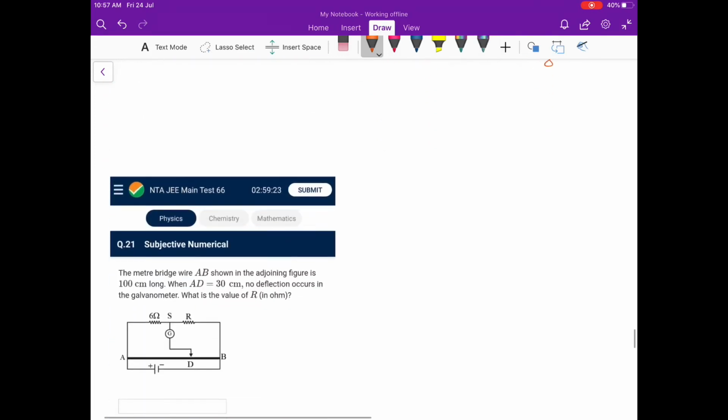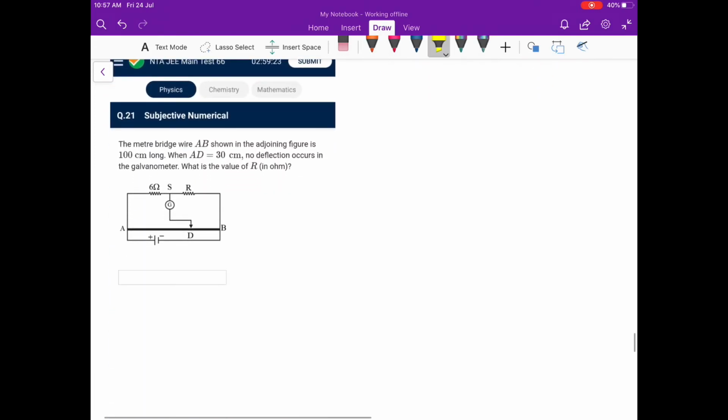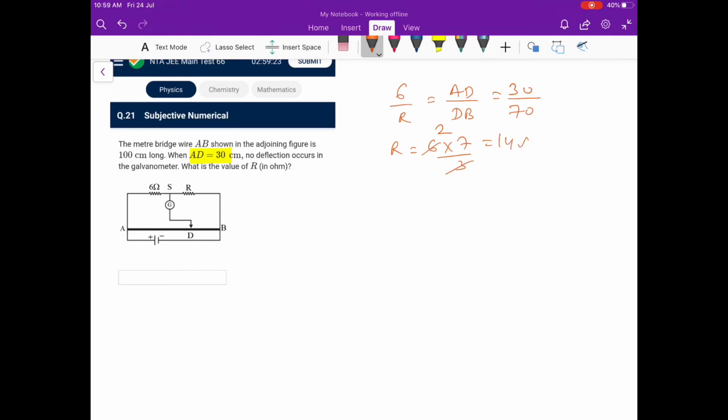Next. The meter bridge wire AB shown in the adjoining figure is 100 cm long, AD is 30. No deflection occurs in the galvanometer, that means it is balanced. So I can write 6 upon R would be AD upon DB. AD is 30, so DB would be the remaining 70. So R comes out as 6 into 7 by 3, this is 2, this comes out as 14 ohms. You have to put the value 14.